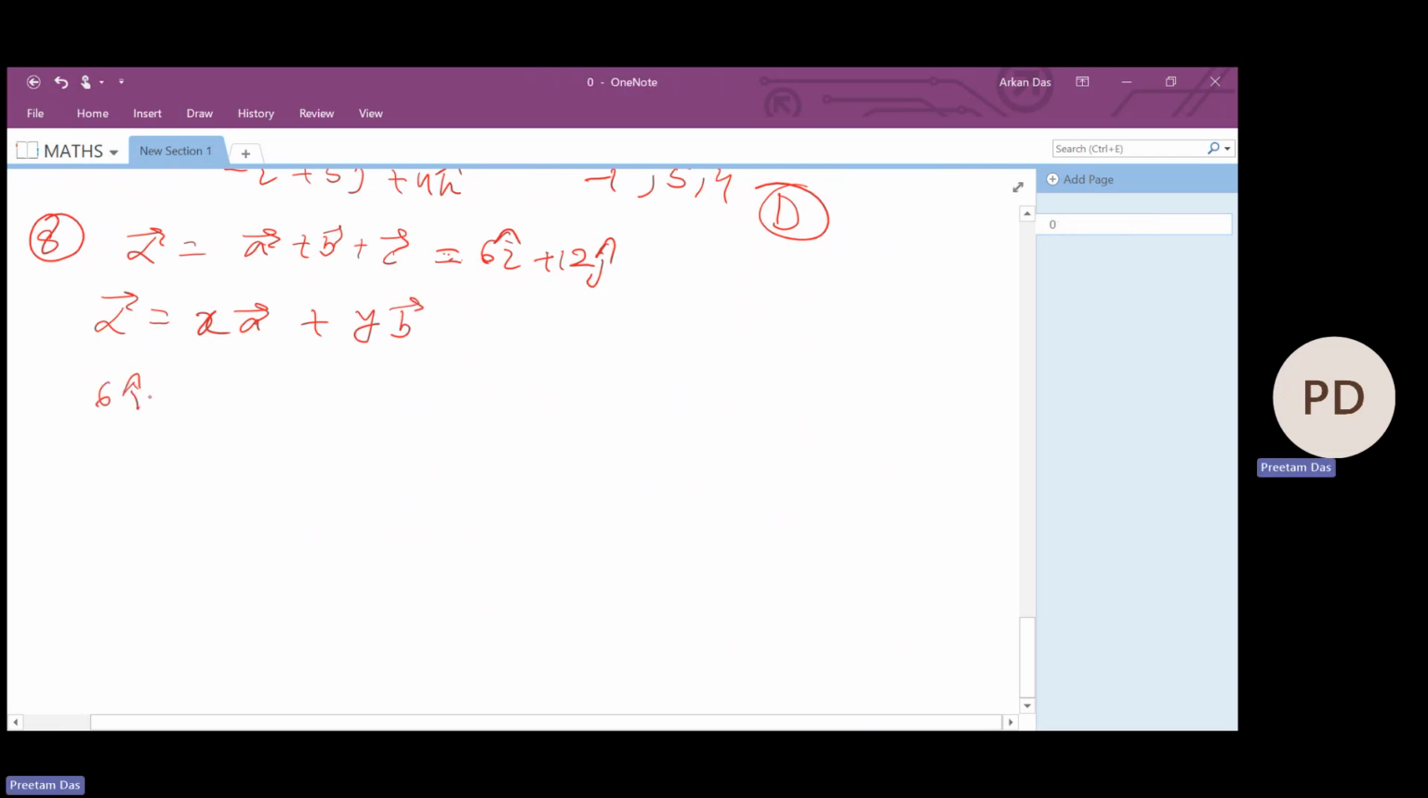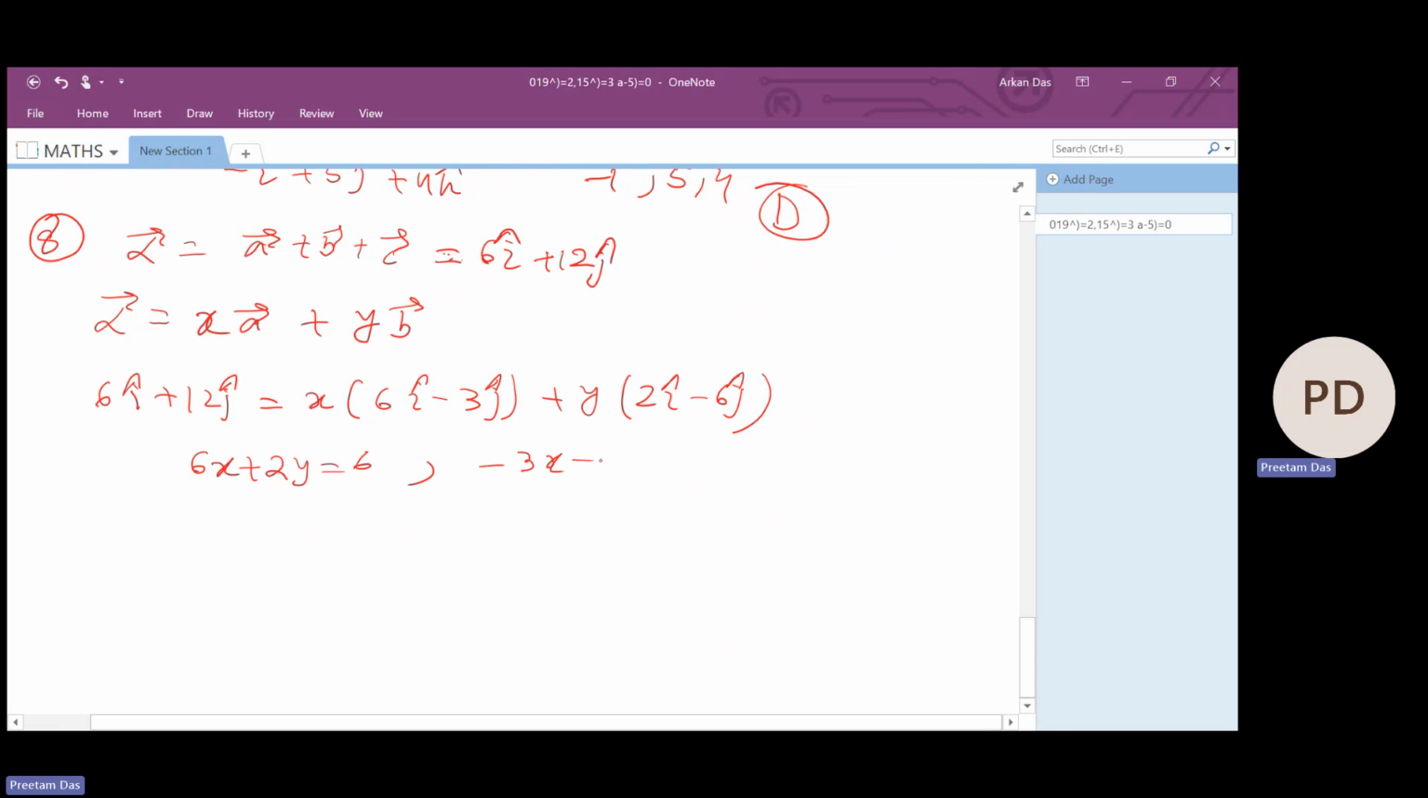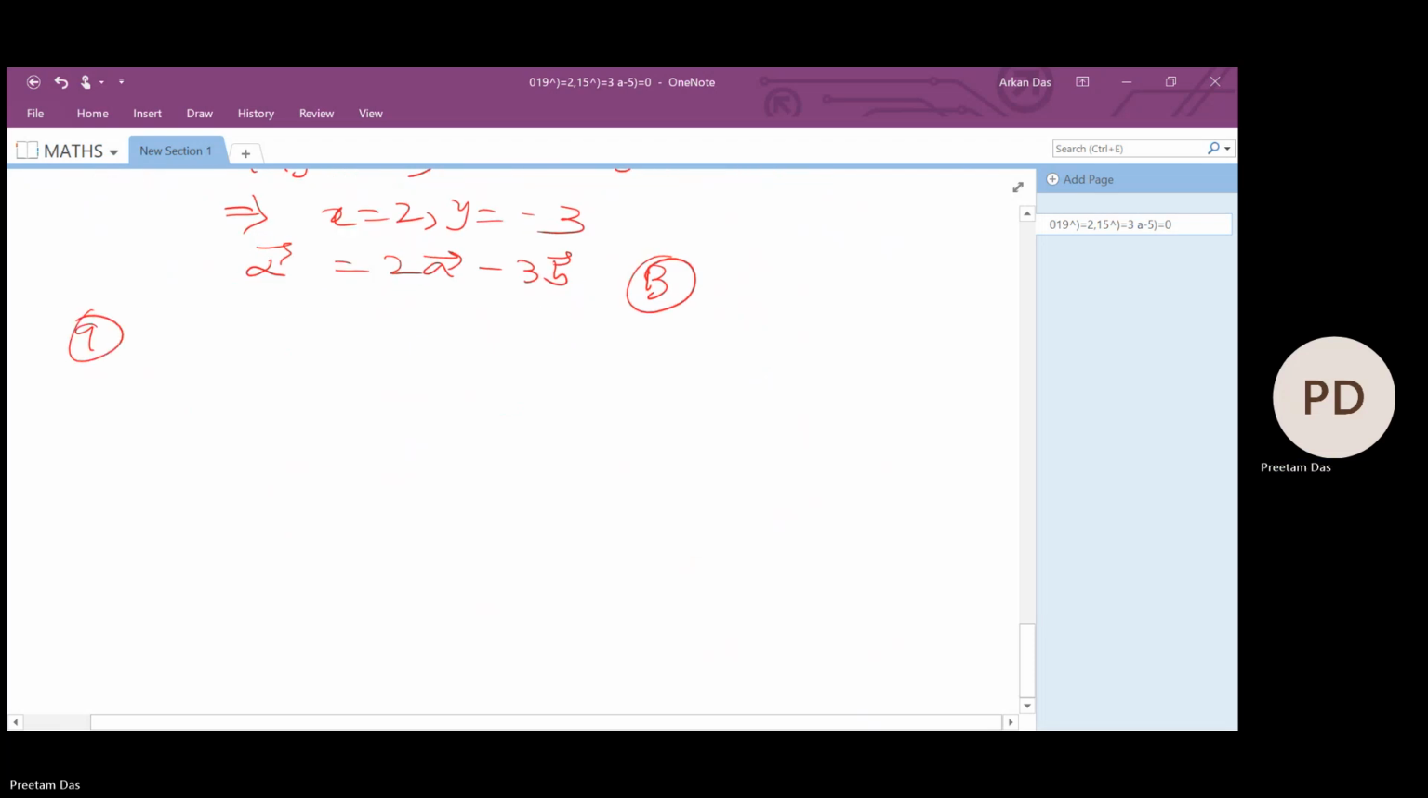So it will be something x times A and y times B. So 6i plus 12j will be x 6i minus 3j plus y 2i minus 6j. So you have to compare the x and y components. So you will get 6x plus 2y equal to 6 and minus 3x minus 6y equal to 12. So you have to solve these two equations. Very easy to solve. You will get x equal to 2 and y is equal to minus 3. So what is the resolution of alpha? It is 2a minus 3b. Okay, so which is the correct option? The correct option is option B. Okay. Let us see the ninth question.